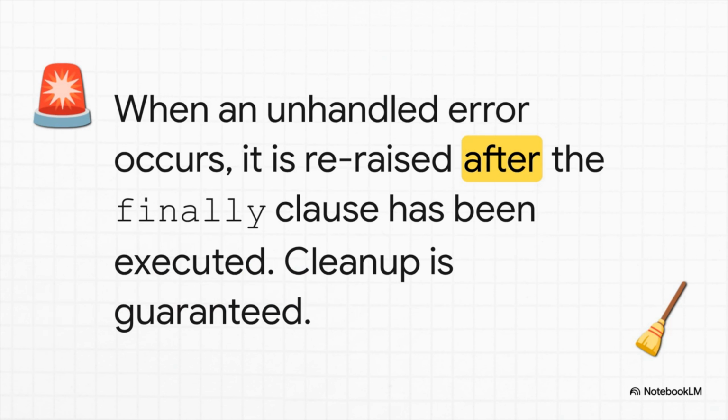Now this is the ultimate guarantee. What if an error happens that we didn't plan for? An unhandled exception that's about to crash the whole program. Even in this worst-case scenario, Python executes the finally clause before it gives up and shows the final error. The cleanup is absolute. It is the last thing that happens no matter what.